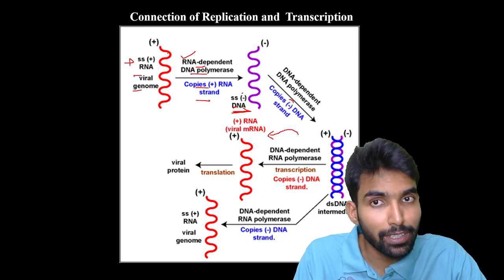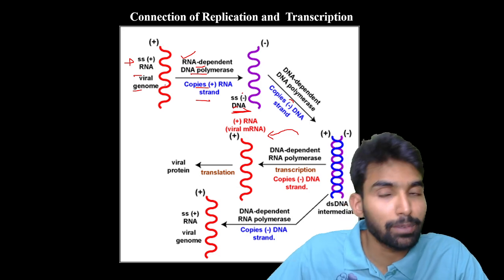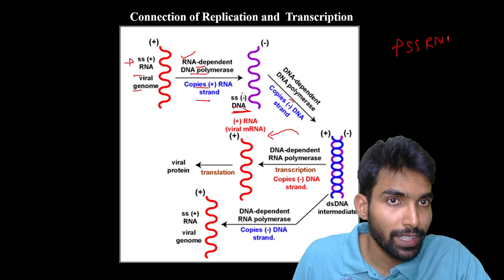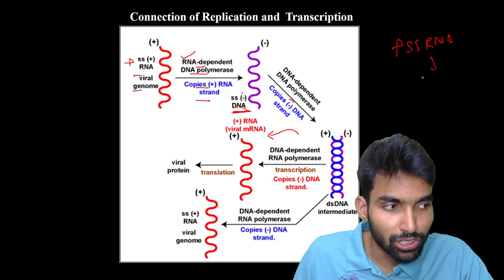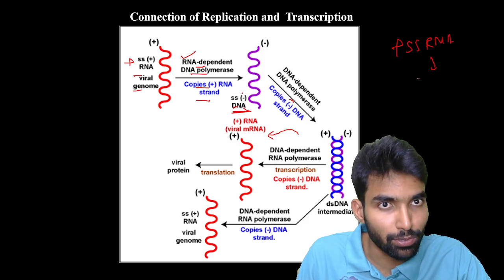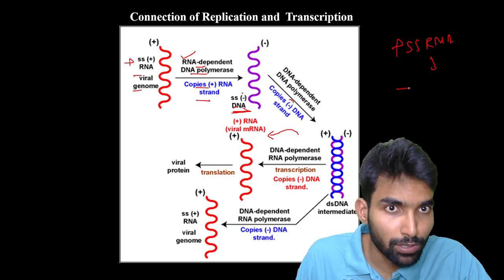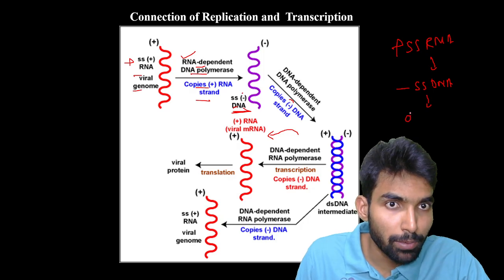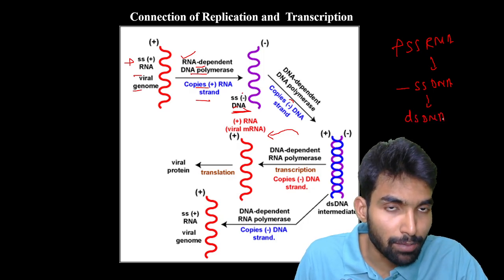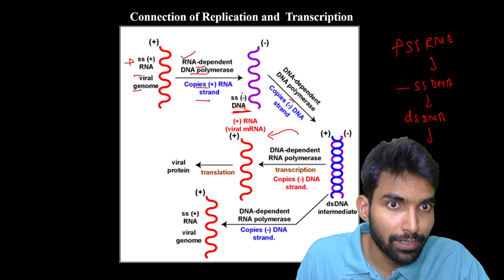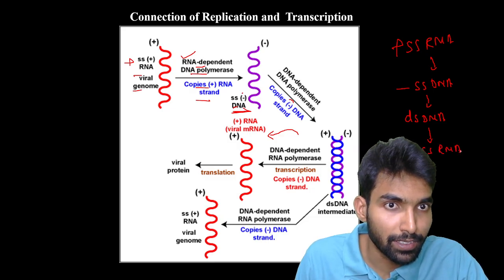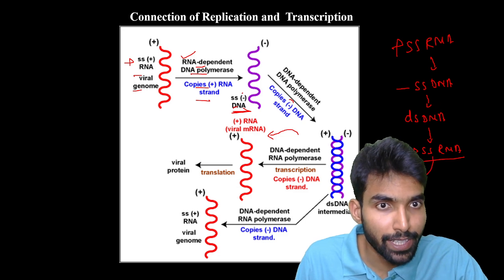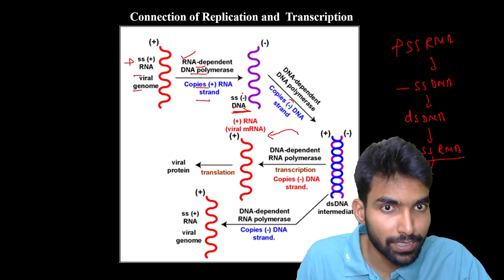So if it's negative sense mRNA, what will it do? It will make a complementary strand. But if it's positive sense, it can make protein. But for its replication, it needs genetic material as well, right? So from there, first it will make negative sense single stranded DNA. From there, it will make double stranded DNA. And from double stranded DNA, it will make plus sense RNA again. That's the basic thing the virus will do. And from here again the virus can make some protein, right? Protein.